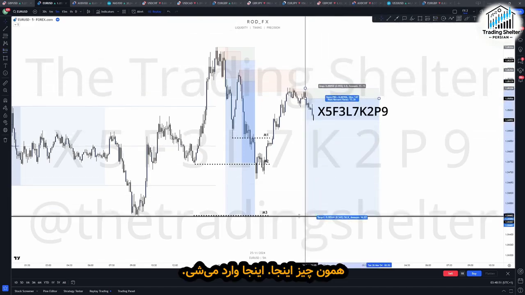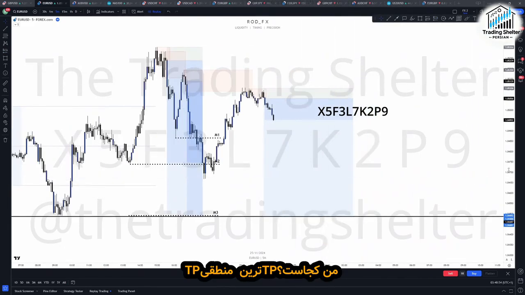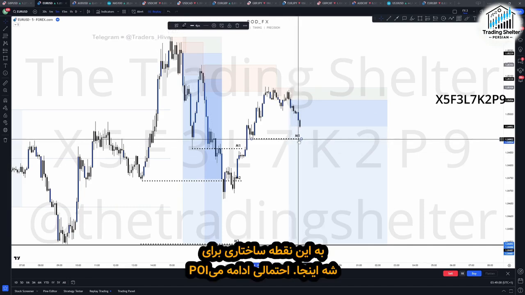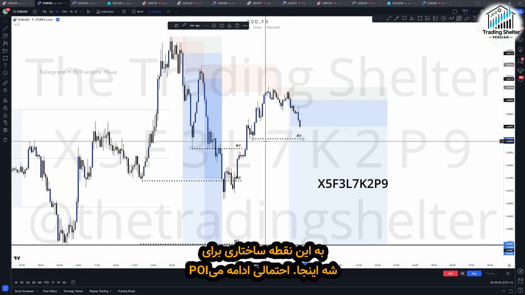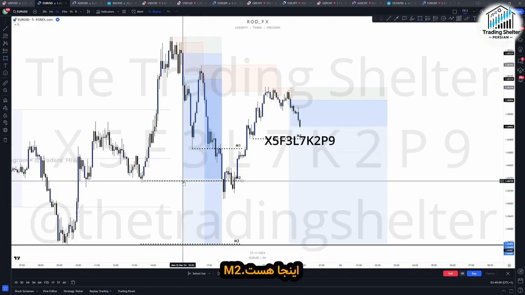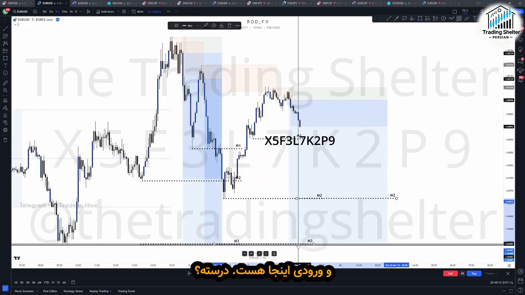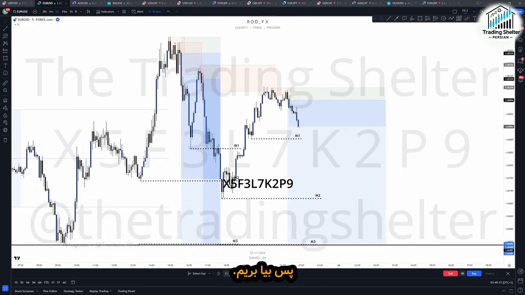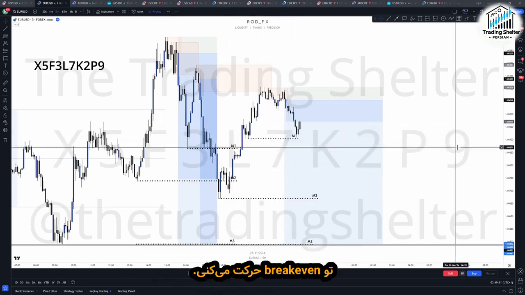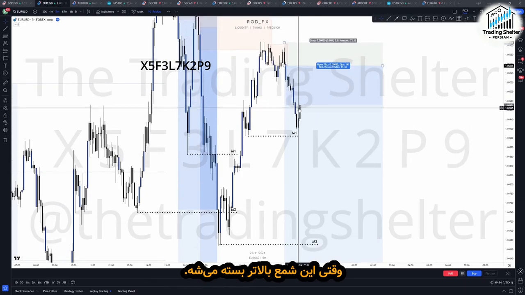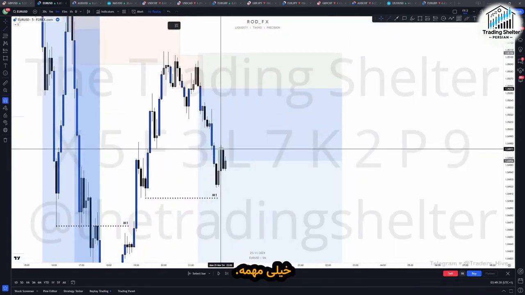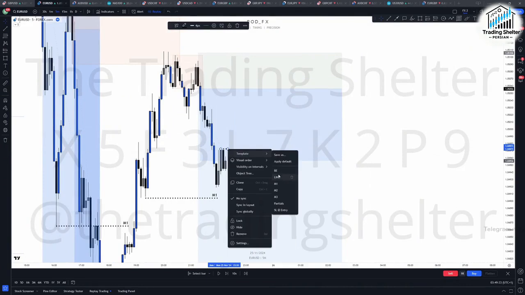Same thing here. You enter here. You target this. Where would be the most logical on M1 here? You go here to this structural point for potential continuation, POI here with that imbalance fill, right? The M2 is here and the M3 is here, right? So let's go. But it's very important at this moment, when you're here and price does this, you move to break even when this candle closes above. Let's see, it hasn't closed above, so this is here. It's very important. If this candle is closed above, you move to break even.